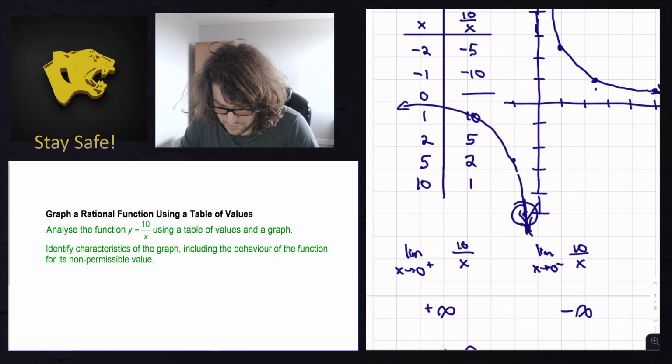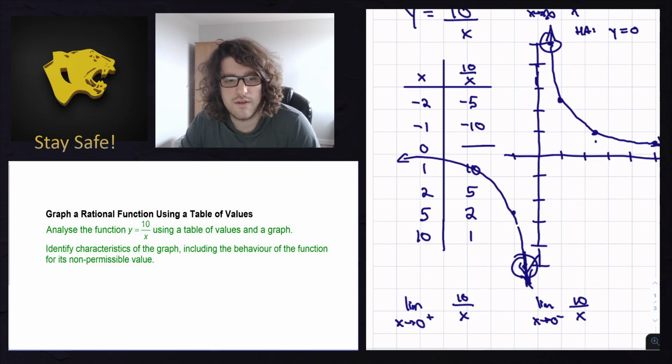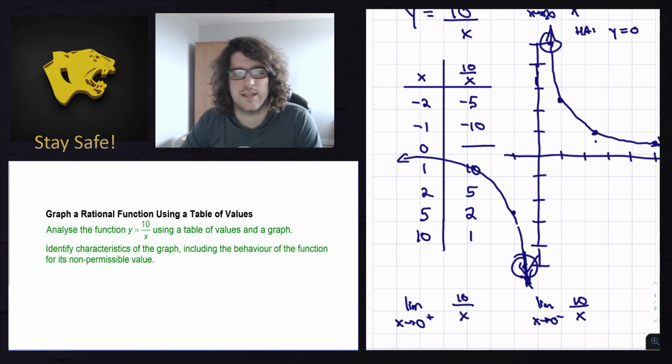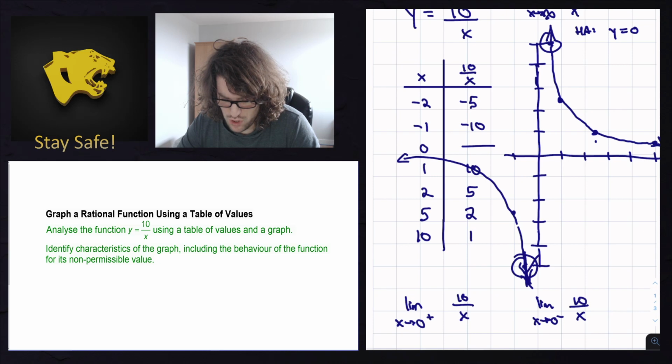Great. Other than that, there's not a whole lot going on with this function. If I go back to what the textbook was asking in this particular question, identify characteristics of the graph, including the behavior of the function for its non-permissible value. So what it's asking us to do is just note that, hey, there's some asymptotes here. So we got those characteristics.